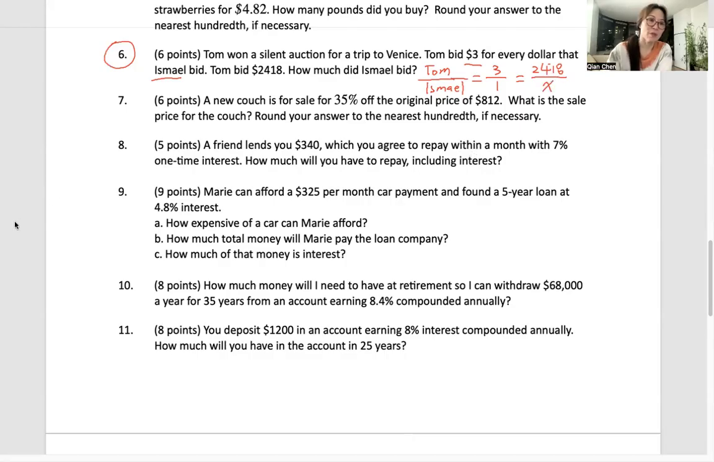So we have this proportion equation again. So 4 questions about proportion equations. Cross multiply, 3 times x, get 3x, equals 1 times 2,418, divided by 3 on both sides. So x equals, I'm going to hit into my calculator again, 2,418 divided by 3, I get 806.